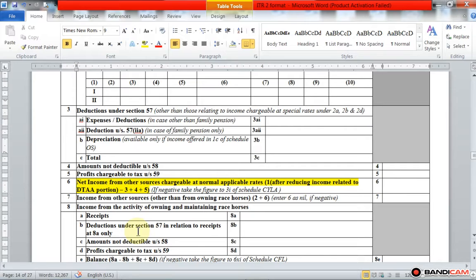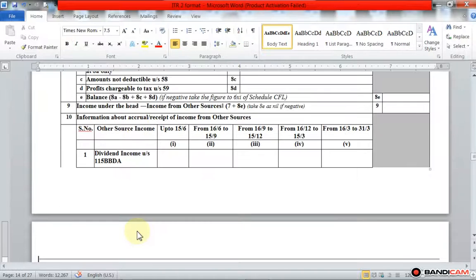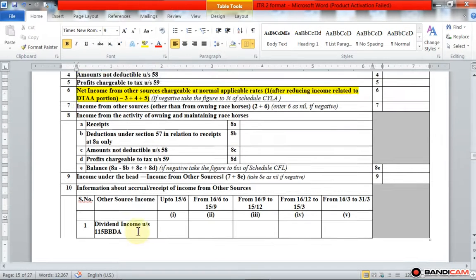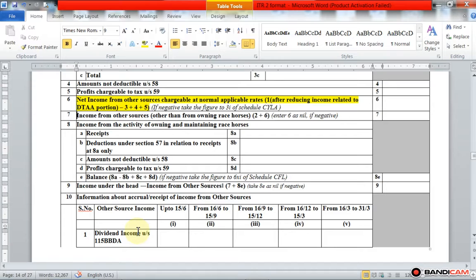Got it? Then point 7, that is income from other sources other than from owning race horses. We already discussed the income from owning or winning horse races. So here, if the assessee earns income from the activity of owning and maintaining a race horse, then we fill this information.